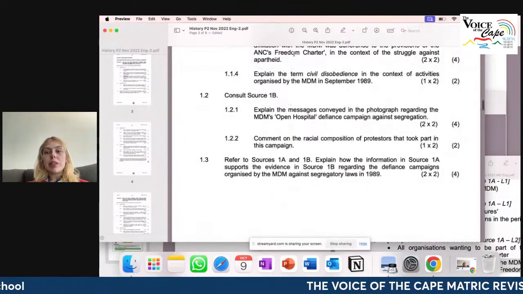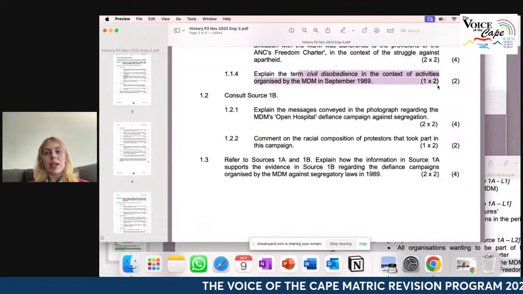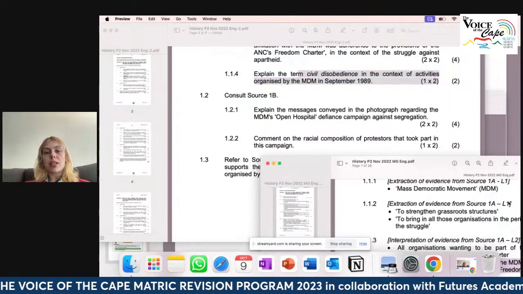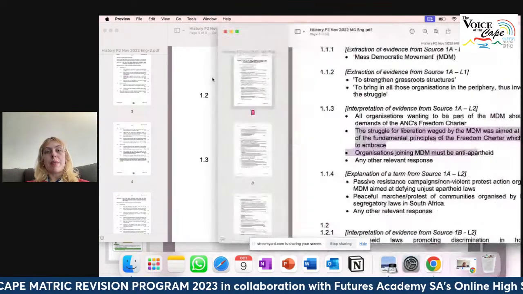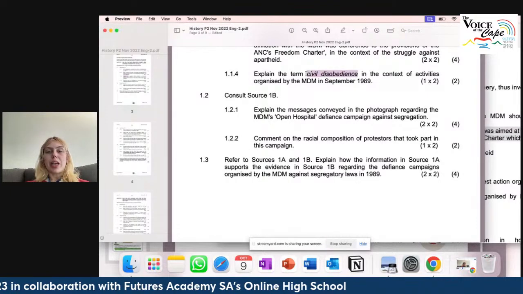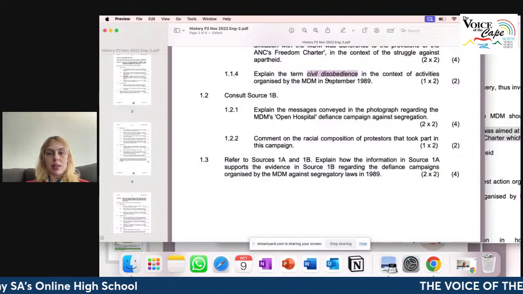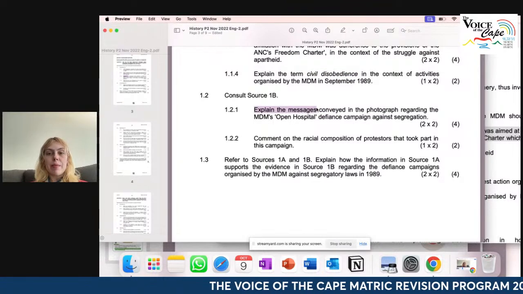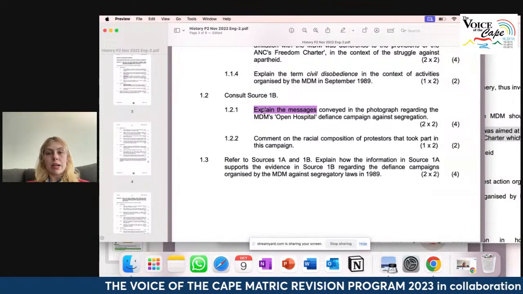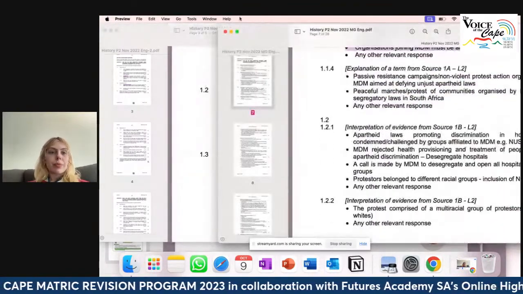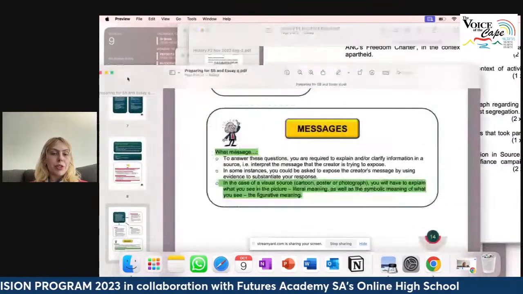Then explain the term civil disobedience in the context of activities organized by the Mass Democratic Movement. This would just be your own knowledge, as in passive resistance campaigns, non-violent civil disobedience. You may have been able to get this as well if you're studying the civil rights section for your paper 1 in the America topic. Okay, so here we have an explain the messages question, and they particularly like to ask these with pictures. So let's look at the picture.